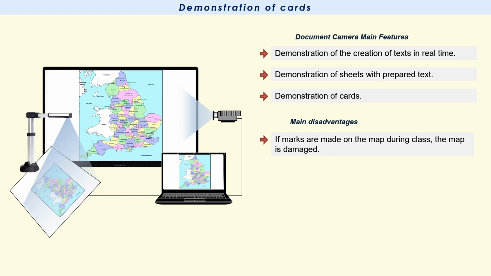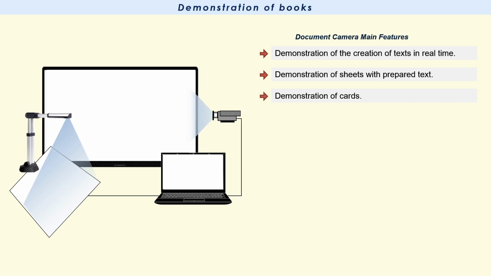The solution may be to use a transparent film, which is superimposed on the map. Now the necessary marks are made on the film. But before the next lesson you need to have a clean film. The visualizer makes it easy to display books.